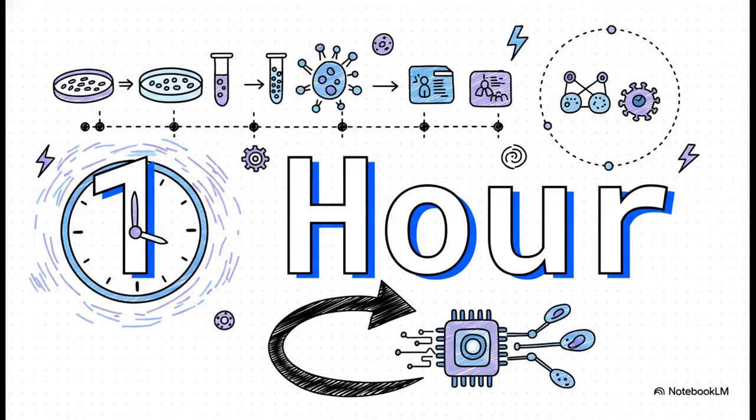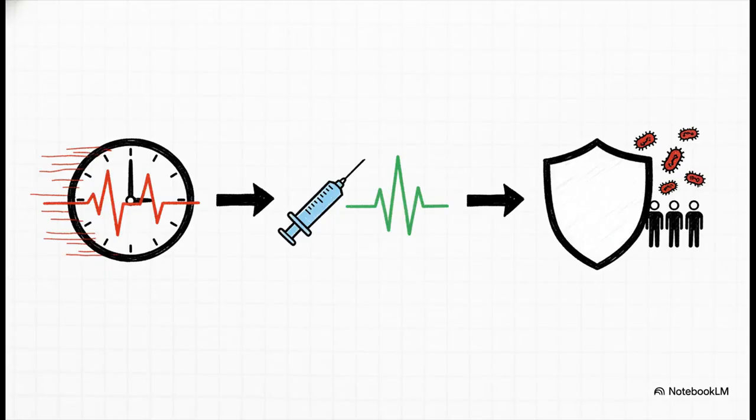One hour. Let's just let that sink in for a second. The entire identification algorithm, which used to take days of waiting and culturing and testing, is now compressed into a single hour. And this is why it all matters so much.